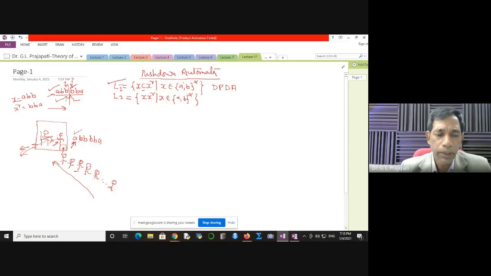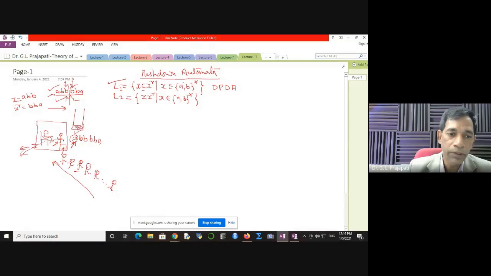But there is no way; it can only make a guess. Your machine is going to make two possible guesses. One is that the input it is reading is still in the first half. If it is in the first half, then what you need to do is save it onto the stack. You have the stack memory because you need to match.